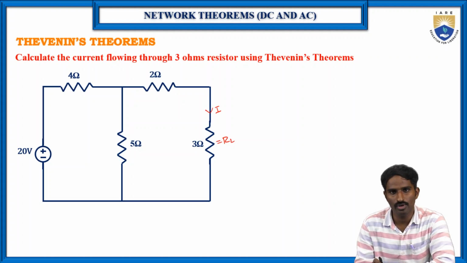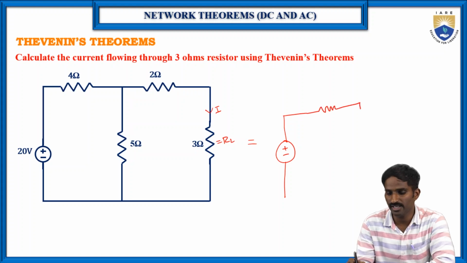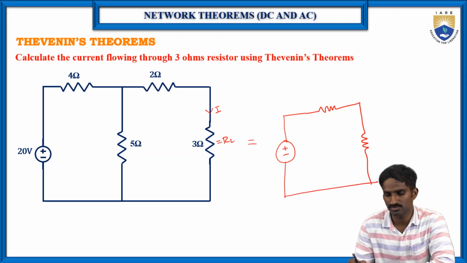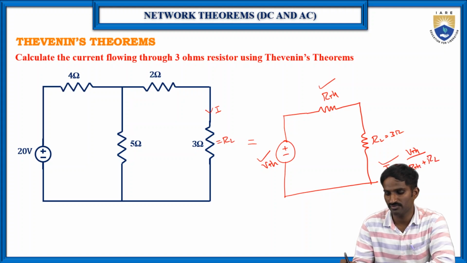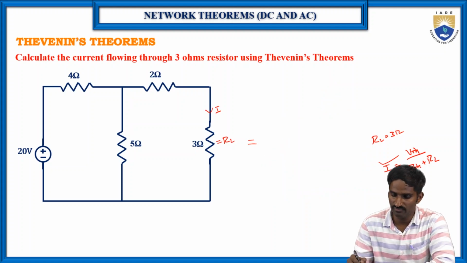According to Thevenin's theorem, first we should replace the total circuit with one equivalent circuit, consisting of one V Thevenin in series with R Thevenin, connected across the load terminals. This is V Thevenin, this is R Thevenin, and this is RL, which is equal to 3 ohms. So we need to find V Thevenin and R Thevenin, then substitute here. From this circuit, I is equal to V Thevenin divided by R Thevenin plus RL, so that we can find I.